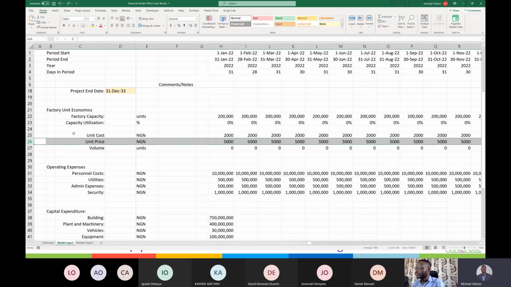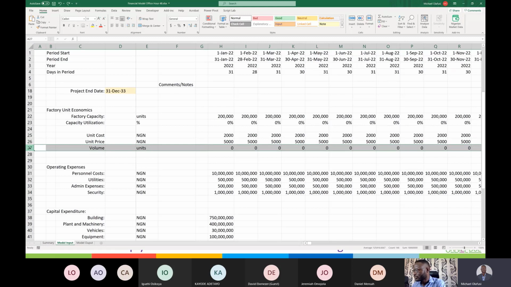So whichever is applicable in the kind of company or service you are producing. And then there's going to be the volume, how much you are pushing out per period.